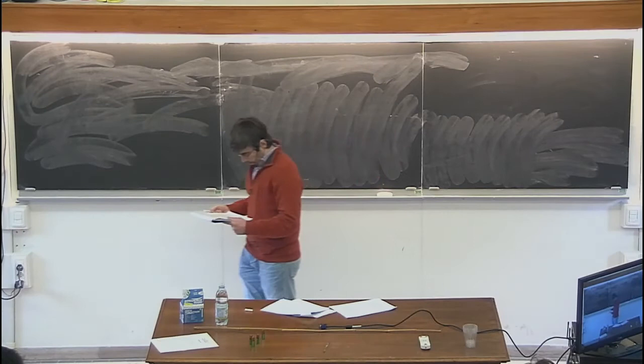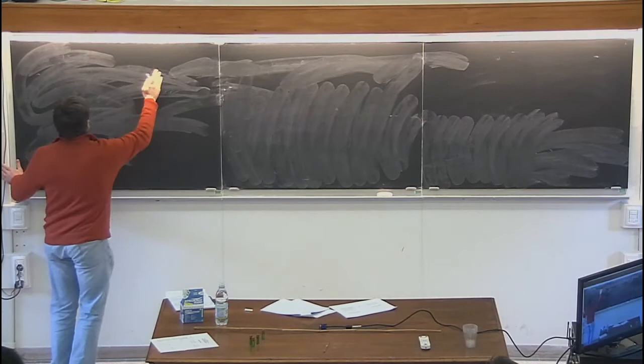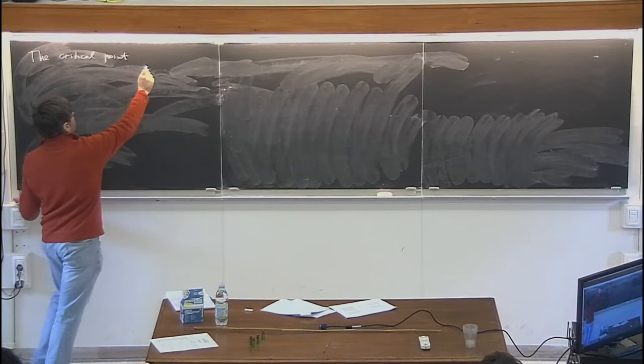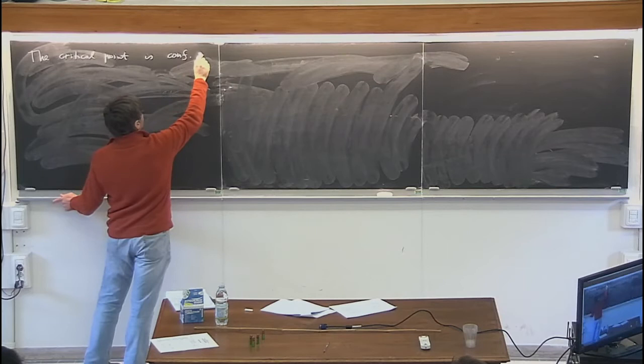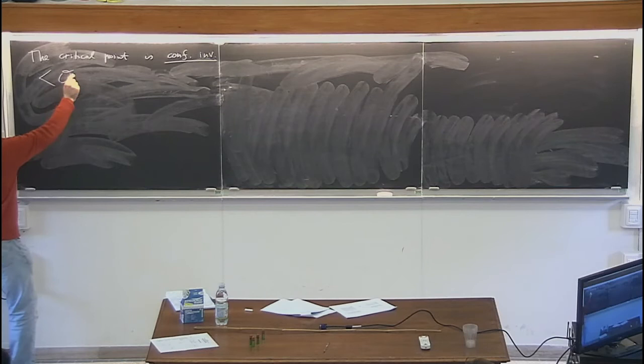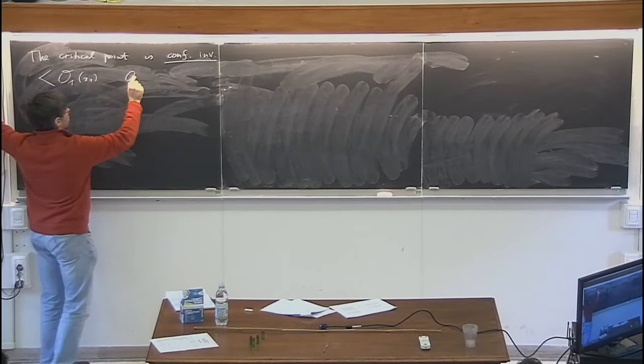So the crucial thing which makes everything possible is that the critical point of the 3D Ising model has conformal invariance. So let me explain what this means. We are going to be considering correlation functions of local operators. So some objects like O1(x1), and so on, ON(xN).